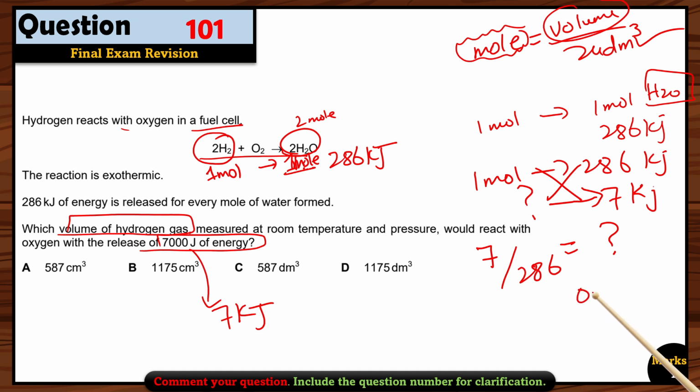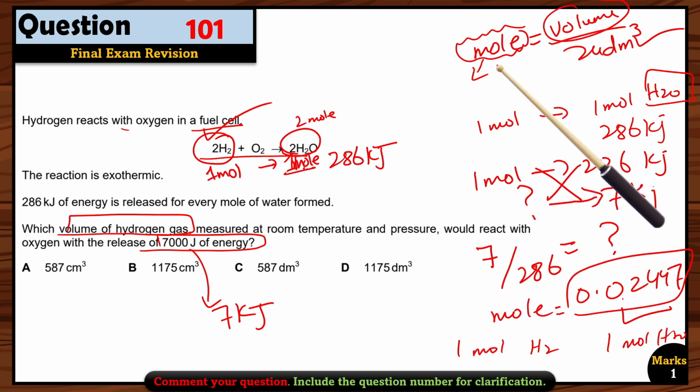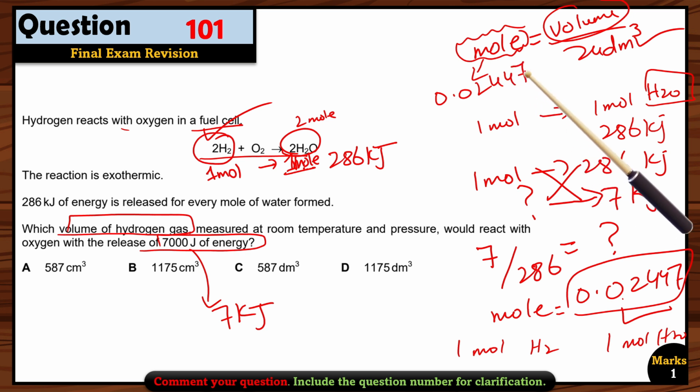So how many moles will you get? It's almost 0.2 or something. I will use a calculator and show you. 7 divided by 286 is 0.02447. So that's the moles of the water. So the moles of the water and the hydrogen moles will be the same, right? Because 1 mole of hydrogen is giving you 1 mole of H2O. So if this is the moles for H2O, then the mole for hydrogen is also the same, 0.02447.